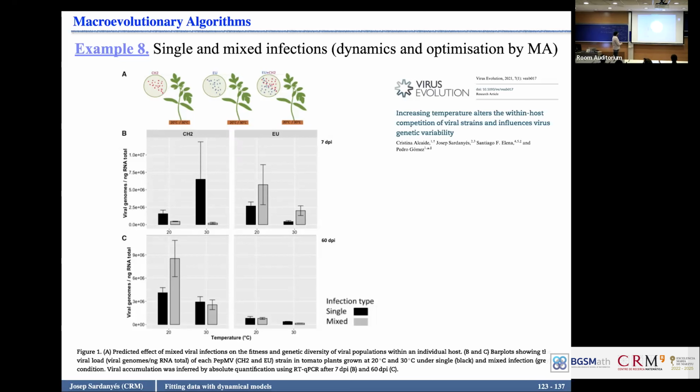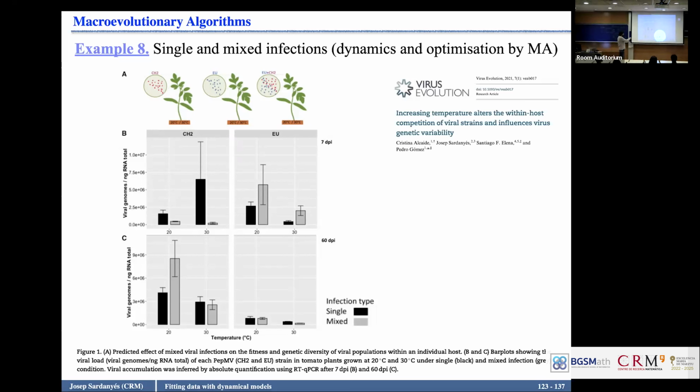This figure is a little bit complicated, but here the idea is that they inoculate the virus CH2 alone in plants, and follow the accumulation. Then they use the EU strain and follow the accumulation, and then they mix the two viruses. They did it for two different temperatures, at 20 degrees and 30 degrees. So here we have population dynamics and temperature. These are the main processes. Here you have in black the single infections.